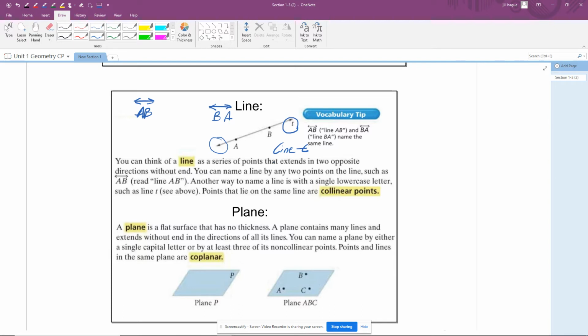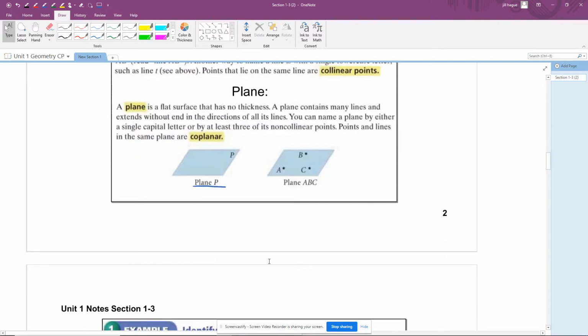Okay, and you'll notice as you go through geometry, they're going to be all lowercase when they're talking about lines. Okay, now when we talk about planes, all right, very similar. This P does not have a point here, so when you have a capital letter on a plane, this is a plane right here, we can just call it plane P.